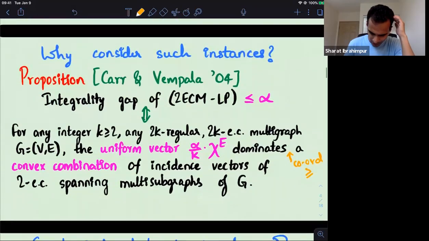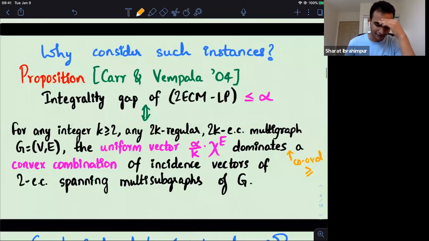Thanks again, Swami. I'd like to make a quick remark, as I forgot to mention this. This proposition gives some motivation for considering these kinds of special instances. I'd like to quickly highlight that Kar and Ravi's result essentially is for the case k equal to 2. So in some sense, the reason we are working with half integral instances is because they're a stepping stone to working with more general instances. So this is the motivation. For the eventual goal of showing that 2ECM-LP has small integrality gap, ideally we want to work with all possible k, and working with the smaller case first might give us ideas to deal with the larger case. Please feel free to ask other questions.